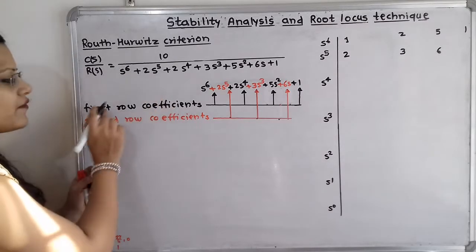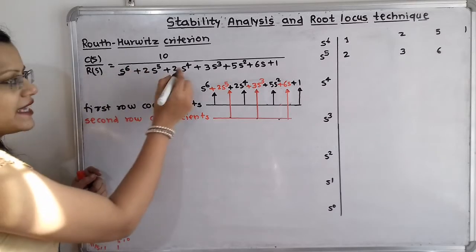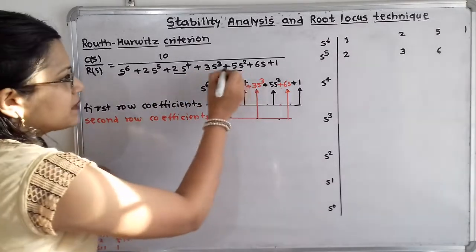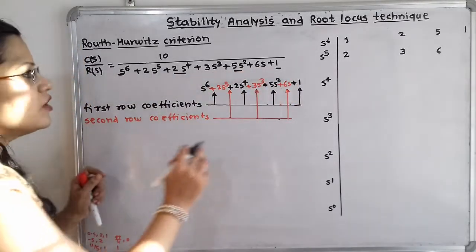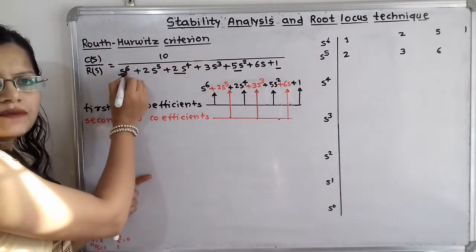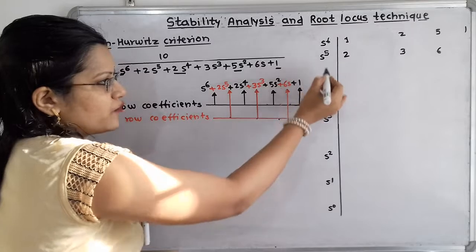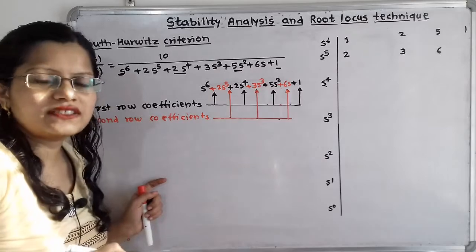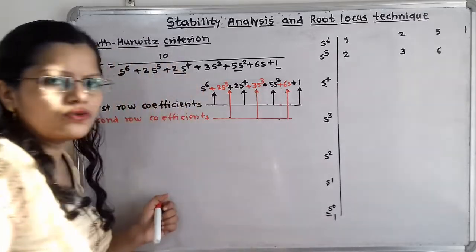We have to take the coefficient for the first row, that is this first number. Then we skip the second, select the third, skip the fourth, then select the fifth, and then the seventh. One by one we have to write the coefficients here. I will draw a vertical line. Now what is the order of the first number? The order is s raised to 6. So we write s raised to 6, s raised to 5, s raised to 4, s raised to 3, s square, s raised to 1, and the last one is s raised to 0, which is nothing but equal to 1.